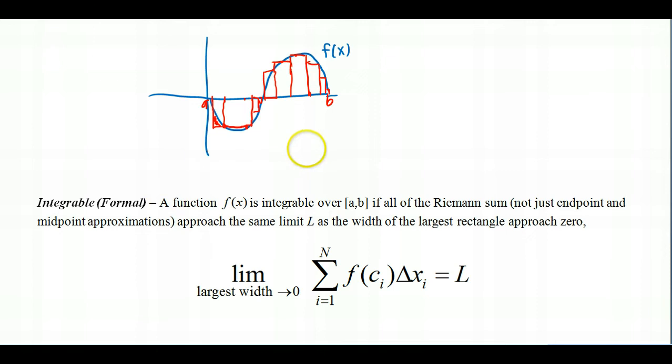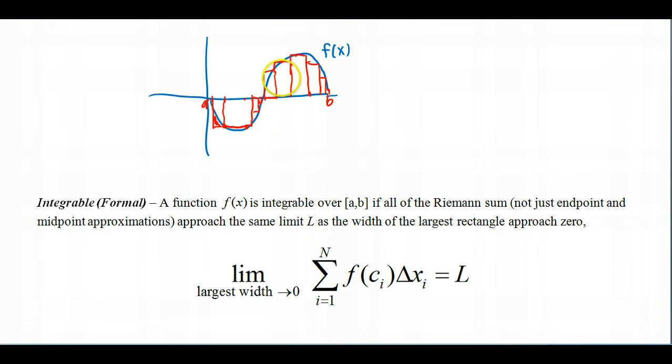So now I want to keep this little rough sketch picture here and define what it means to be integrable in a more formal way. A function f of x is integrable over [a, b] if all of the Riemann sums, not just the endpoint and midpoint approximations, approach the same limit L as the width of the largest rectangle approaches 0.